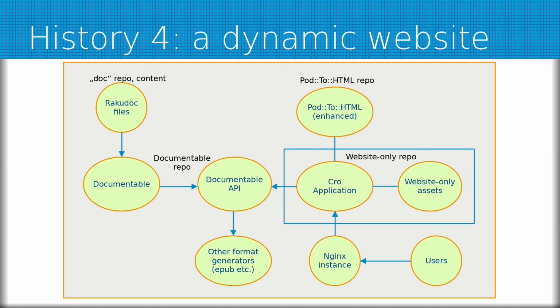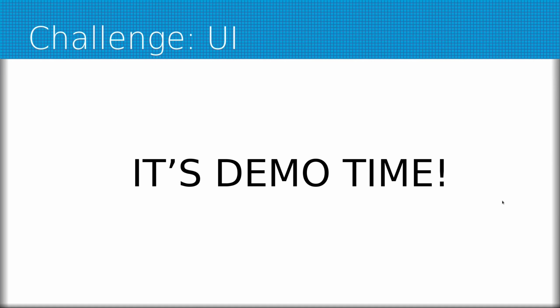I can also note this architecture allows us to extend the whole schema with more generators. Other modules can utilize the Documentable API to gather the content files and produce ready documentation sets in other formats, not just web format. Let's look at the new UI.